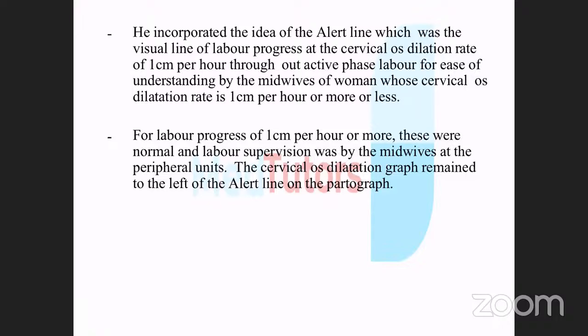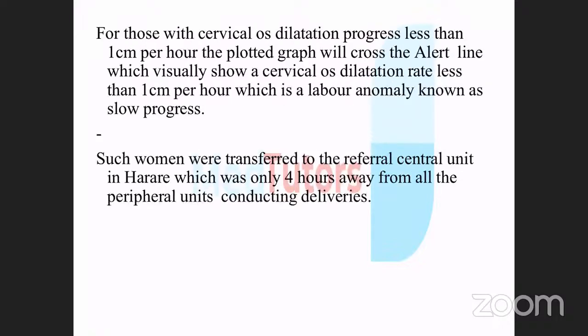I will explain later. For those with cervical dilatation less than 1 centimeter per hour, the plotted graph will cross the alert line, which visually shows cervical dilatation less than 1 centimeter per hour, which is a labor anomaly known as slow progress. Such women were referred to the referral center in Harare, which was about 4 hours away from the peripheral unit.